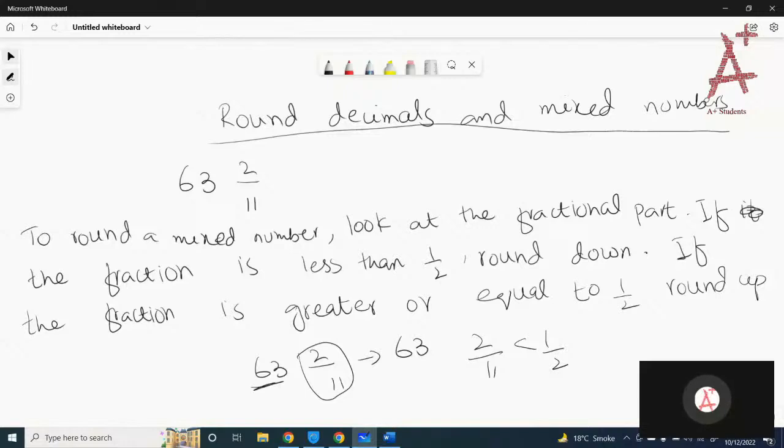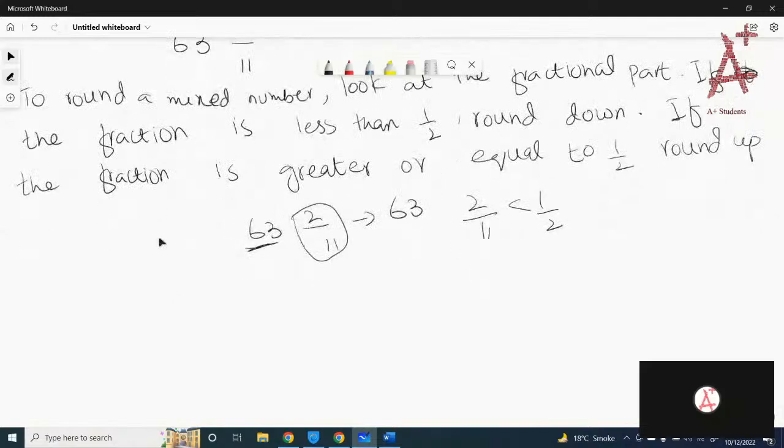The next one is 1 whole 8 by 11. 8 by 11 is greater than 0.5. Got it?